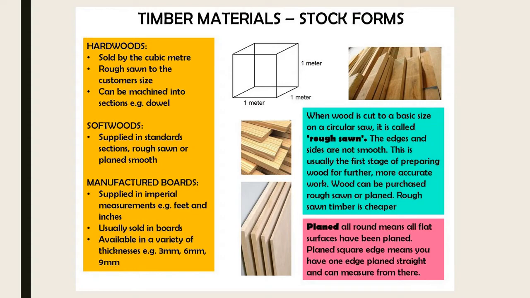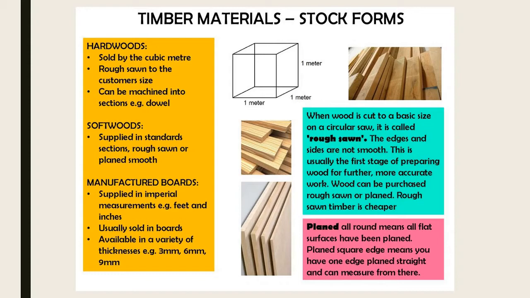So timbers. So obviously you've got three classifications of timbers. You've got hardwoods, softwoods, and manufactured boards. So hardwoods typically are sold by the cubic meter. So you can then have rough sawn, which cuts your size. So that's if you go to like a timber mill and they are put through a giant table saw. And rough sawn means just that, they're rough sawn. They're not like planed all around or anything like that. And they can be machined into dowel, which is the tubes, non-hollow, so the solid tube of timber that you can get. They use like dowel joints and things like that.